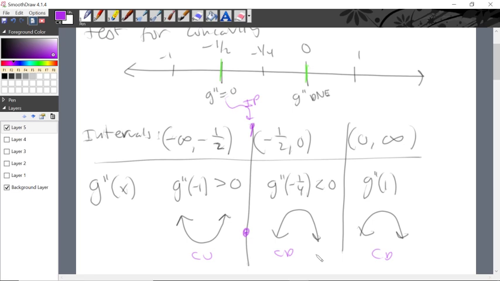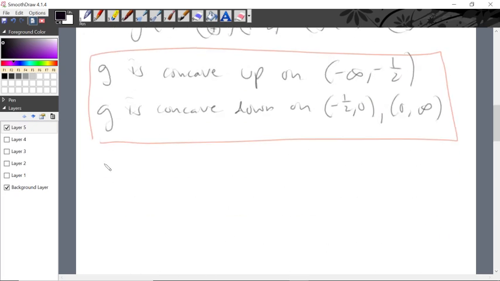And then it's concave down on both sides of where x is equal to 0, so we have no inflection point. We have no inflection point at 0. So we have one inflection point. That one inflection point is where the input is negative 1/2. The inflection point is at the point with coordinates negative 1/2, g of negative 1/2.